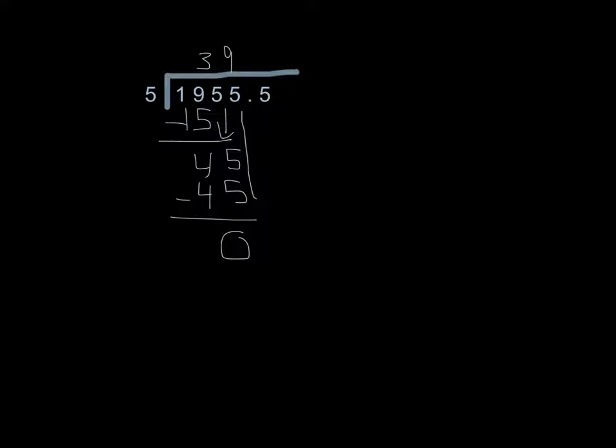Bring down the next 5. How many times does 5 go into 5? And that's once. And then we have to do 1 times 5, and it equals 5. We subtract that again. So then we have to bring down the next 5. How many times does 5 go into 5? And that's once.